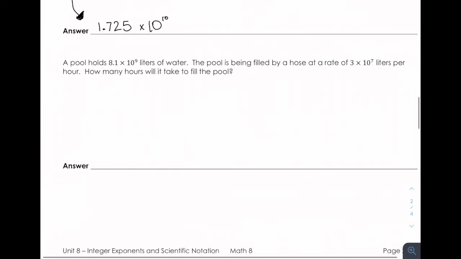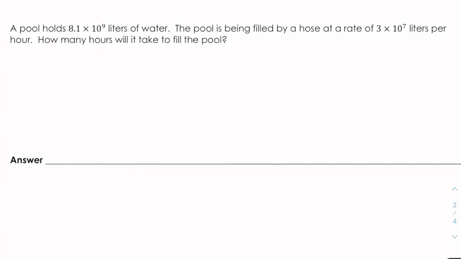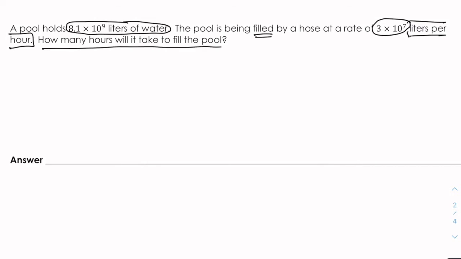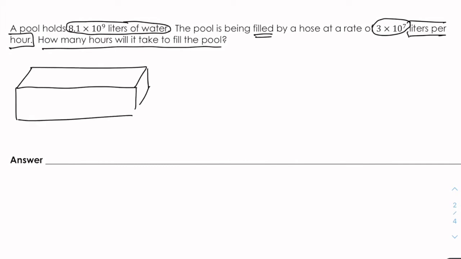Next one is a word problem. So it says a pool holds 8.1 times 10 to the 9th liters of water. The pool is being filled by a hose at the rate of 3 times 10 to the 7th power liters per hour. How many hours will it take to fill the pool? Okay, so we have a pool, and this pool holds 8.1 times 10 to the 9th liters of water.